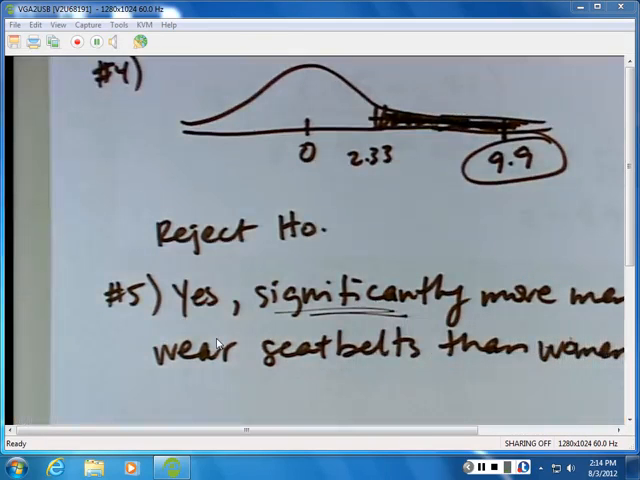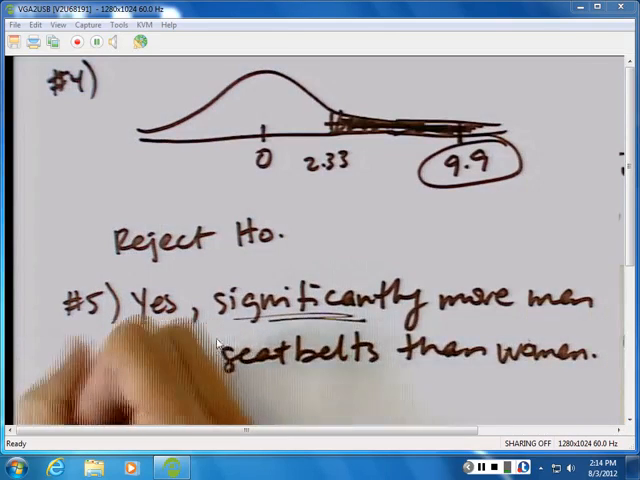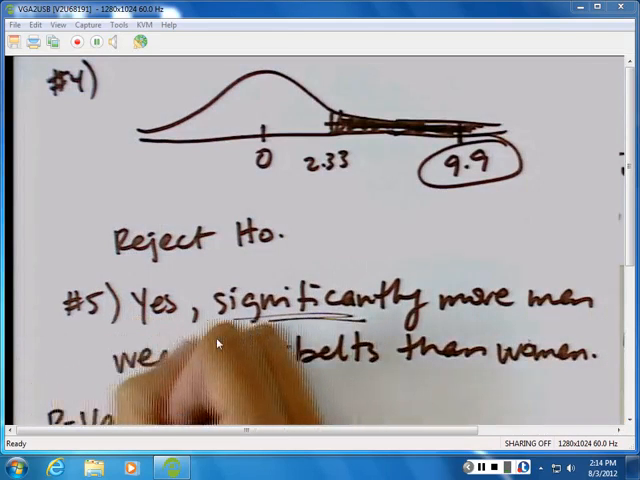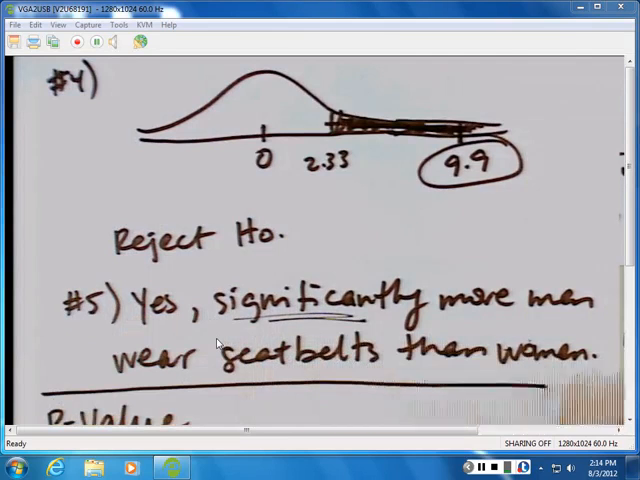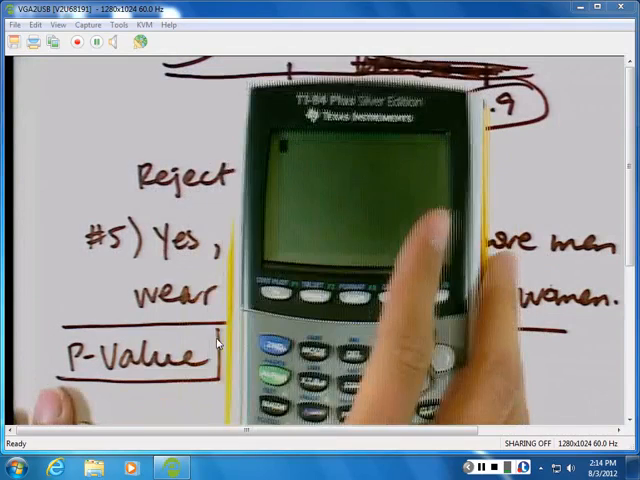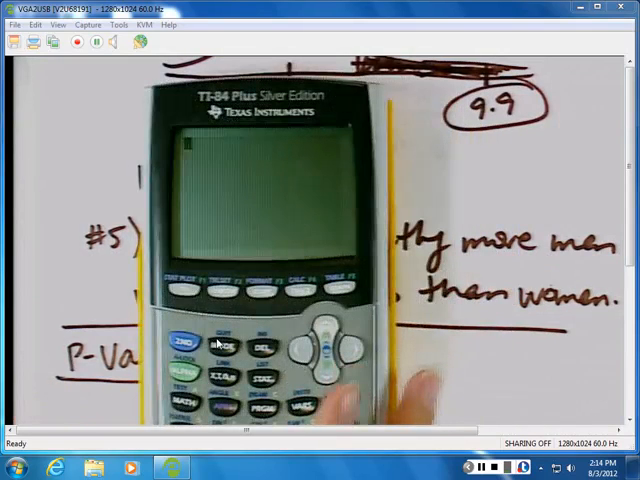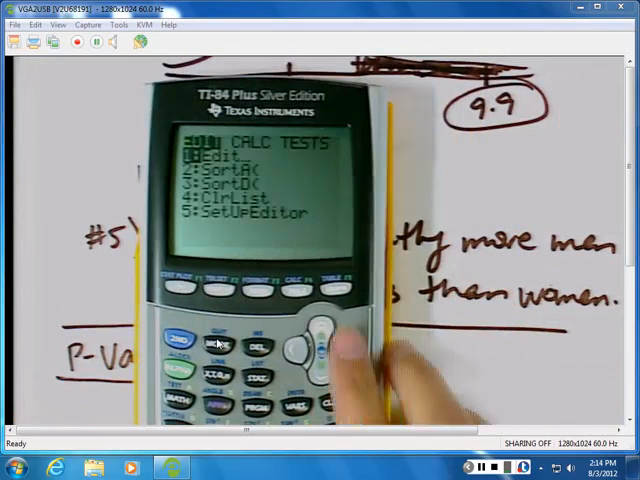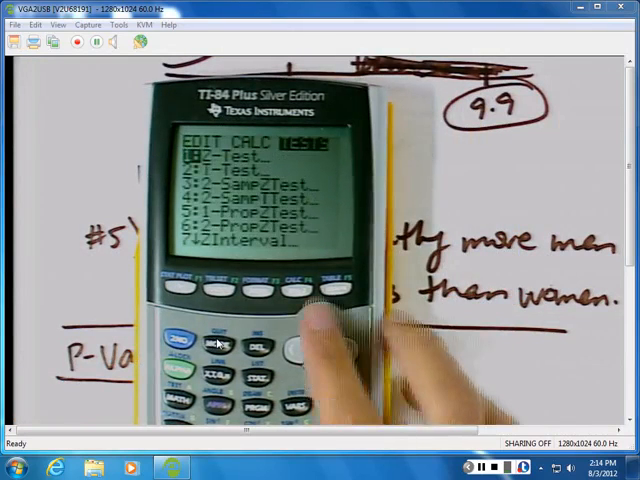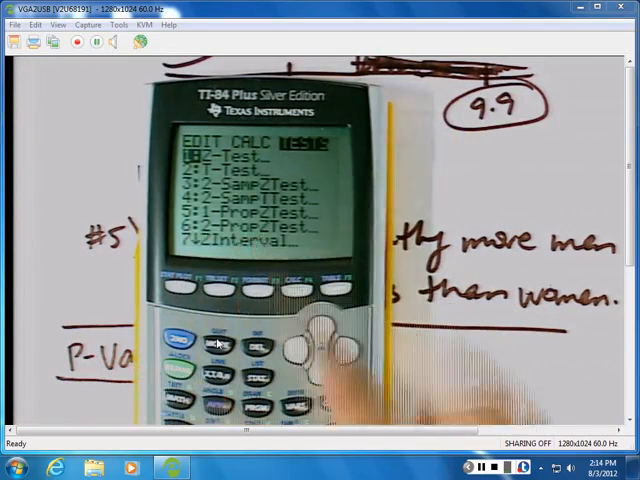Okay, so I promised that we would do it using the calculator. So I'm going to go ahead and do a p-value method using the calculator. But I want you to think back through what we just did and how you can use the calculator for that as well. So I'm going to do another test. I'm going to go stat, over to tests, and then I'm looking for a 2-sample proportion test. There it is, number 6.